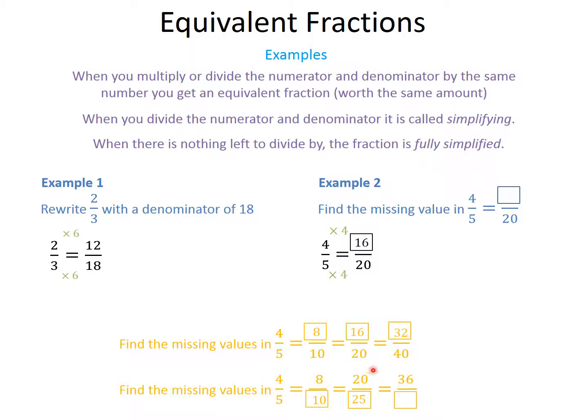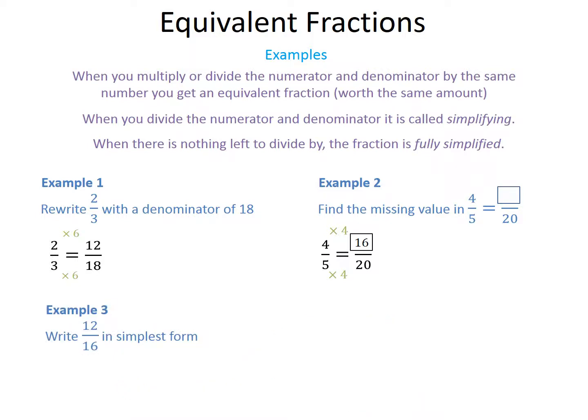And then again, I can't go 20 to 36. I can try going 8 to 36. That doesn't work either. Can't times 8 by a whole number to get 36. So again, I just go back to the 4. 4 times 9 is 36, not 4 times 36 is 9. So 4 times 9 is 36. 5 times 9 is 45.